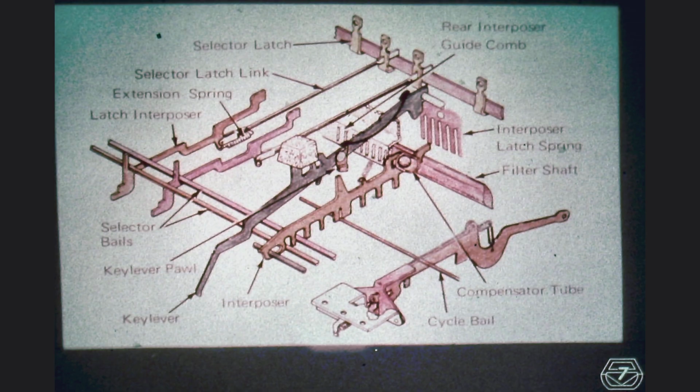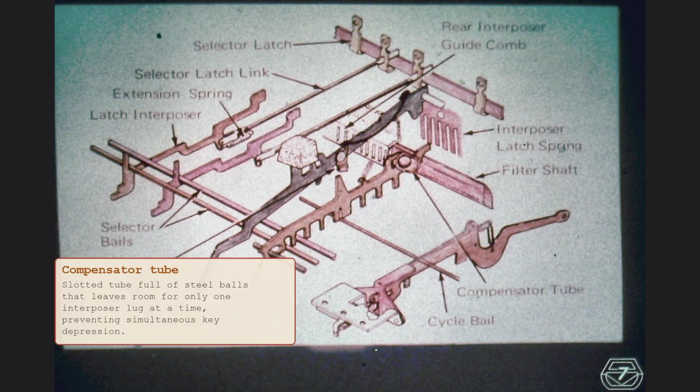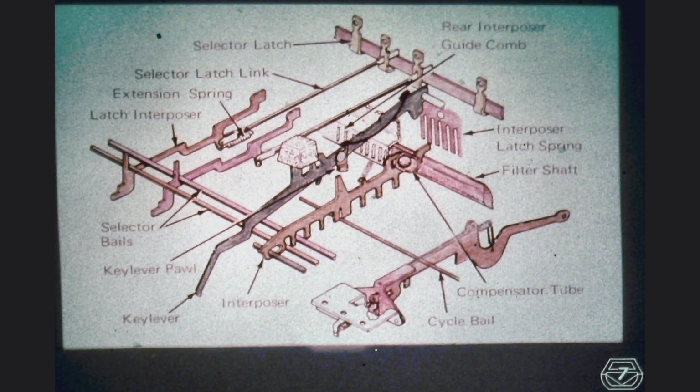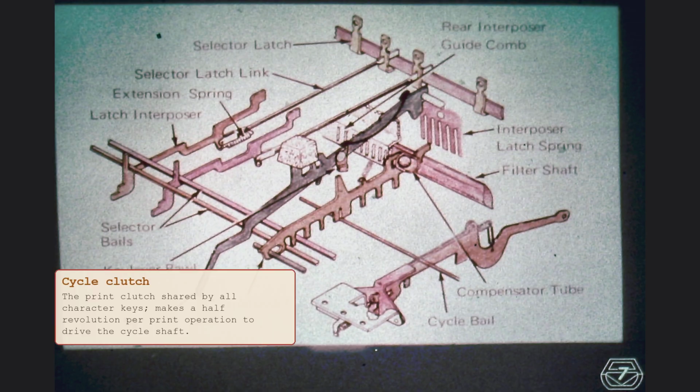To prevent simultaneous depression of more than one interposer, the manufacturer has installed a device called the compensator tube. We shall examine the compensator tube a bit later. The second part of Step 1 is the tapping of a source of power for the character printing operations. The depression of the interposer also causes the lowering of the cycle bail, and the subsequent releasing of the cycle clutch latch link and pawl from the cycle clutch keeper.